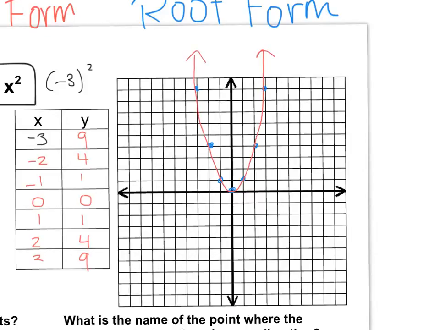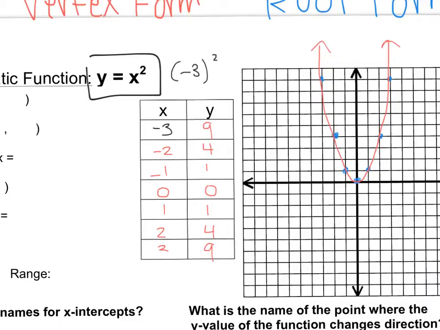As you can see, it's a U shape having a vertex at the origin. So this is going to be my vertex. And if you take a closer look at the table, you'll see that everything is symmetrical around the vertex. And that will help us come up with a pattern to be able to graph quadratic functions. So let's see what the pattern is.